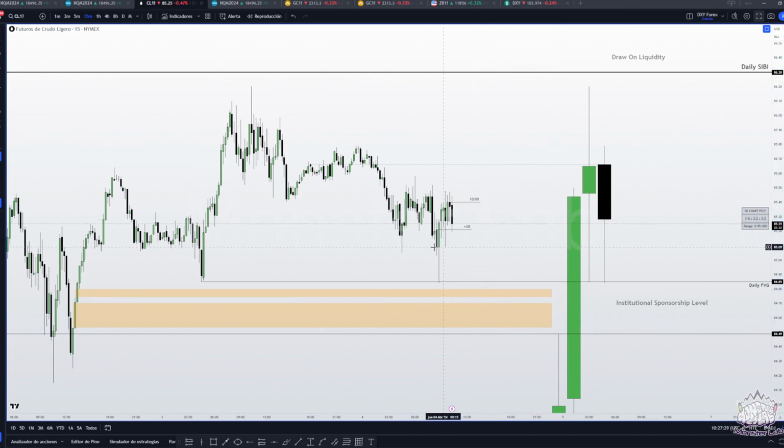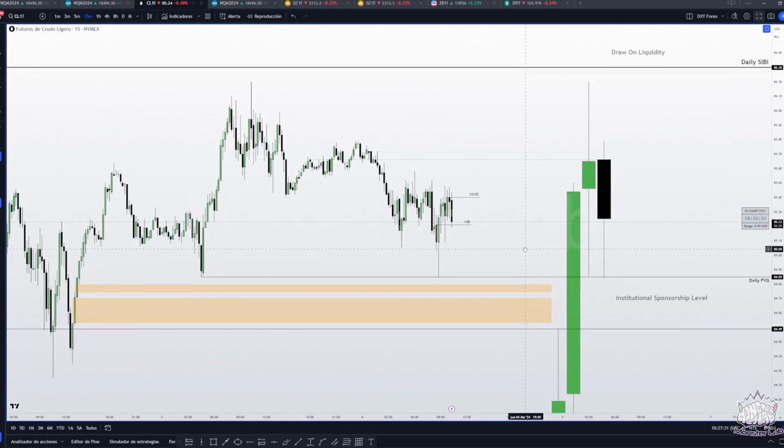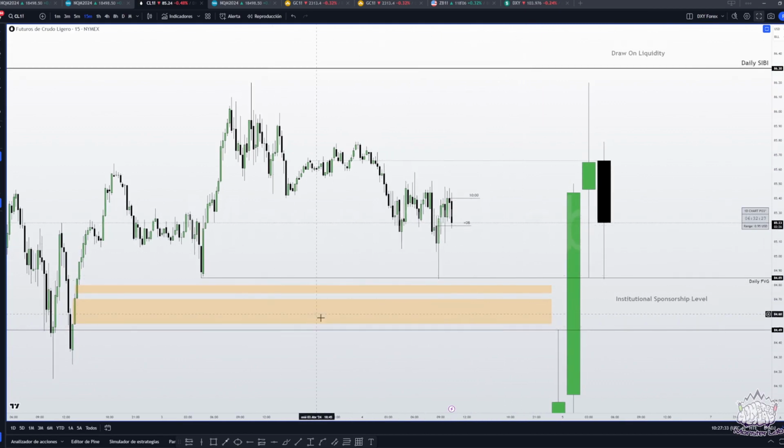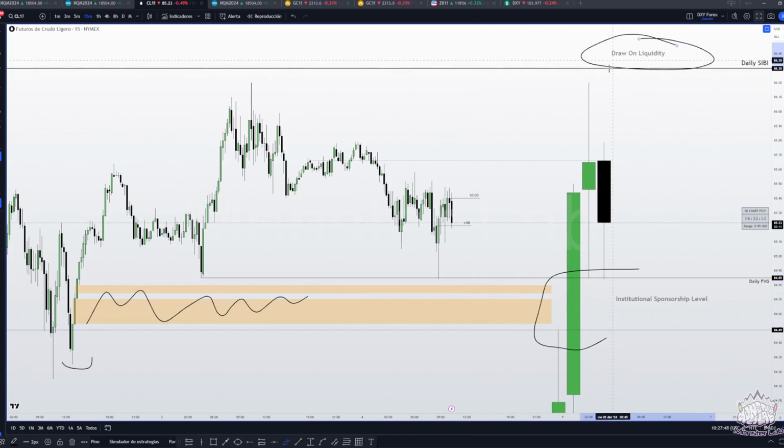So you can study these dynamics and you can put one limit in these areas with the stop loss below this swing low and this CB, looking at the draw on liquidity, the daily CB. But you need patience because today is 1 day before NFP.